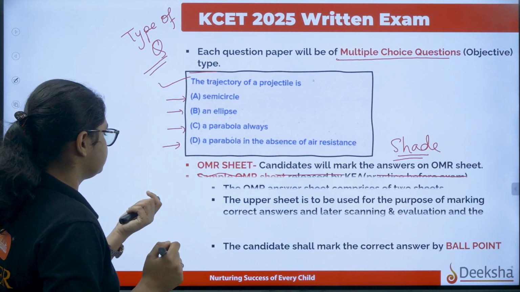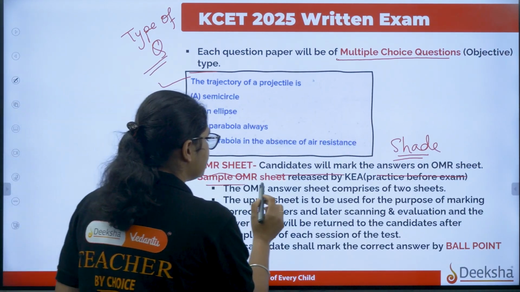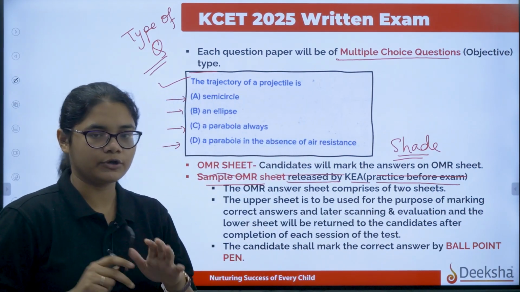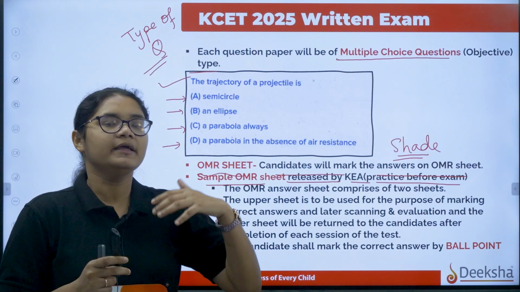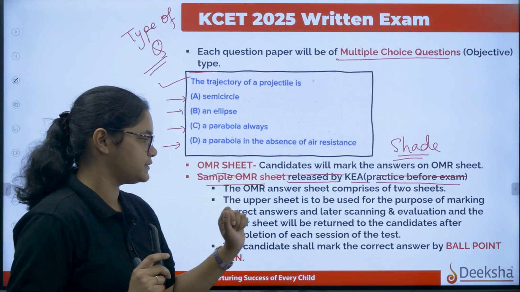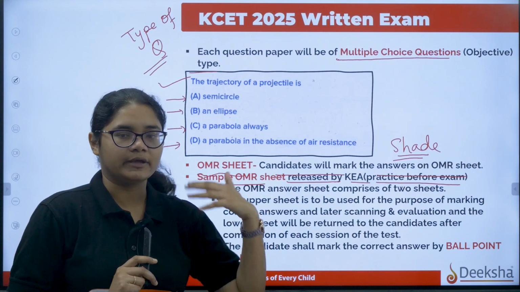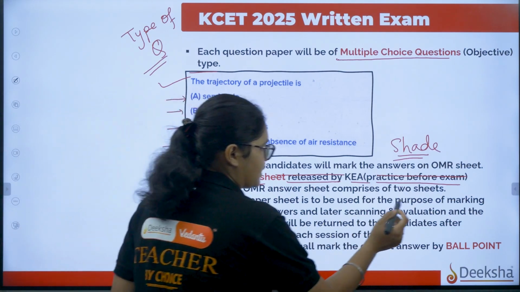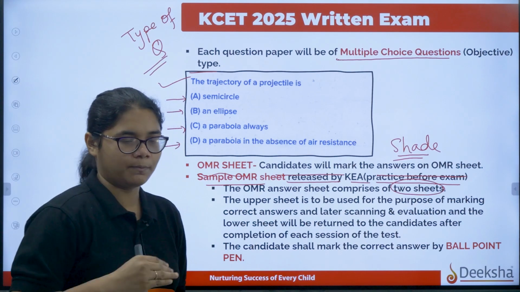Next, a sample OMR sheet is released by the KEA for practice before the exam. So before your actual KCET exam, on the KEA website, which is the official website for the KCET exam, they will release the OMR sheet. You can use that to practice. In that OMR sheet, it comprises 2 sheets. There are 2 parts.